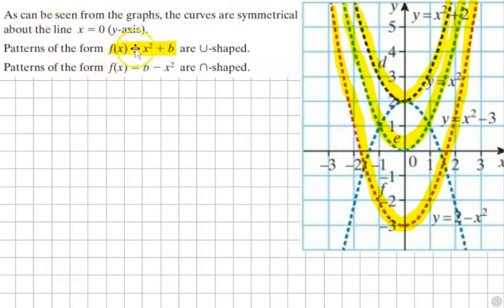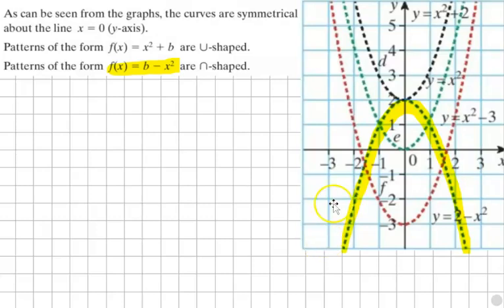Patterns in the form of f of x equal x squared plus b are U-shaped. So they're highlighted in yellow there, all the U-shaped graphs. So they're positive x squared. And patterns in the form of f of x equal b minus x squared are N-shaped. So if you have a negative x squared, you get an N-shaped graph. So that's highlighted there in yellow, the N-shaped graph.